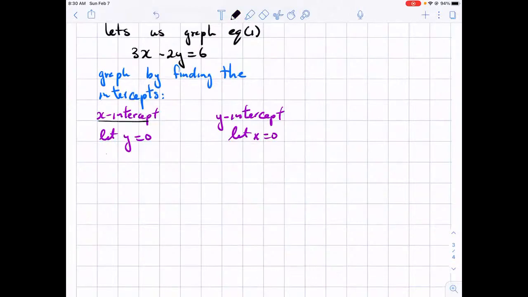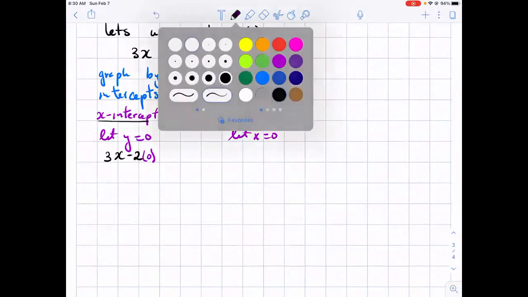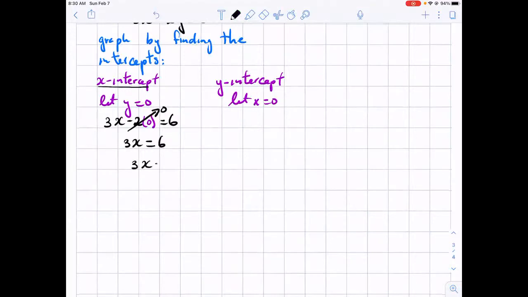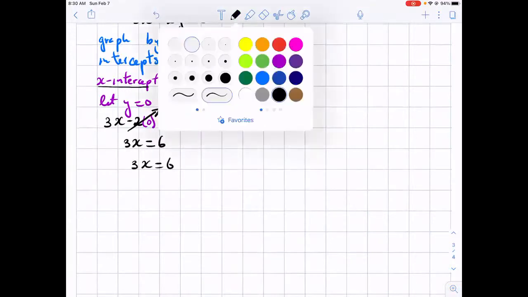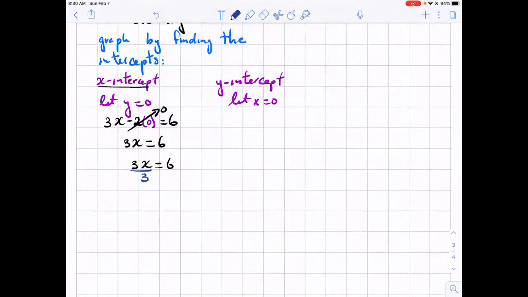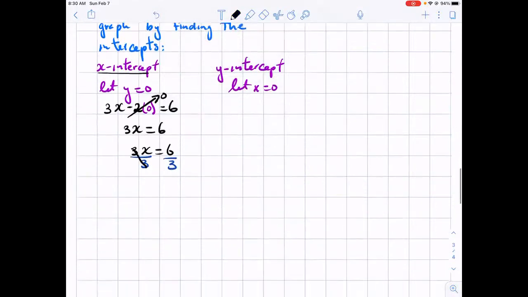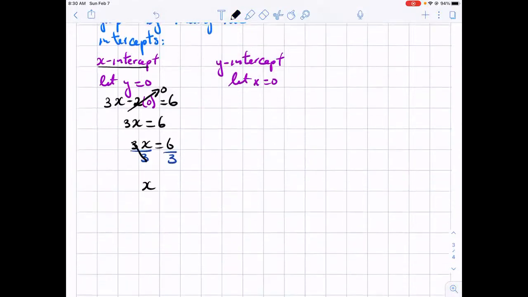So the equation we have is 3x minus 2y, but I am going to replace y with 0, and that is equal to 6. Now 2 times 0 will be 0, so we're left with 3x is equal to 6. And to get x by itself, we will divide both sides by 3. 3 divided by 3 is 1, so 1x is equal to 2.